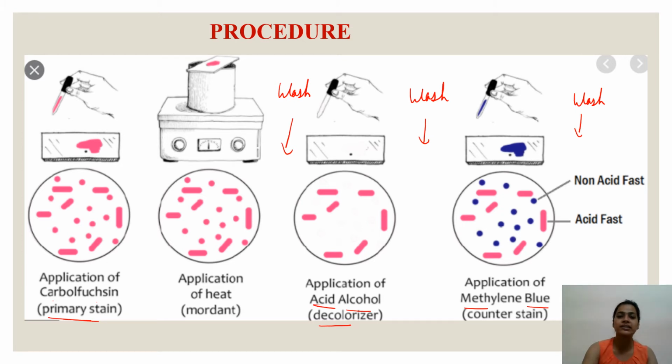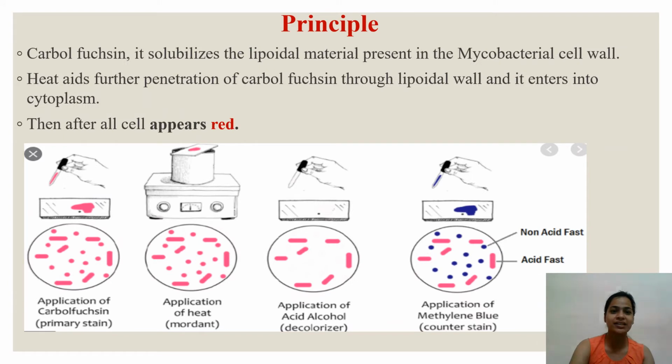Okay, so let us understand the principle of acid fast staining. In the very first step, after making a smear of the bacteria on our slide, we apply the primary stain, carbol fuchsin stain. Once we apply that stain, it will try to solubilize the lipoidal portion of the Mycobacterium cell wall. It will solubilize the lipids present in the Mycobacterium.